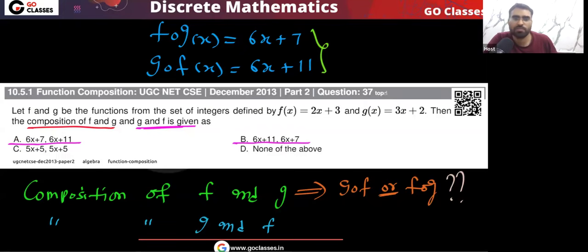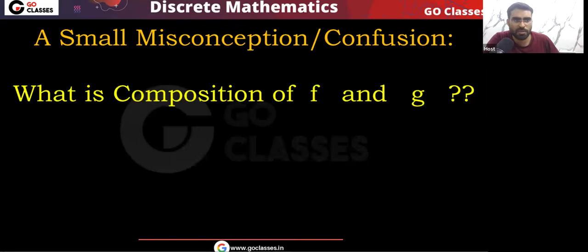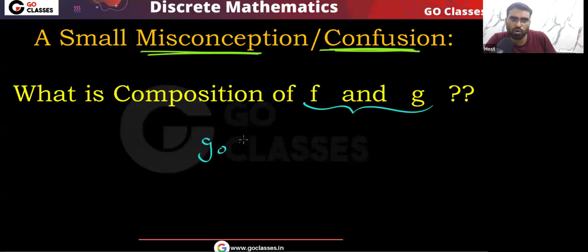Okay, let me tell you. This is a dumb question. This UGC NET question is absolutely dumb. Okay, this is a confusion. What is the composition of F and G? If I write F and G, will it be fog or will it be gof? Which will you consider? Which is correct?